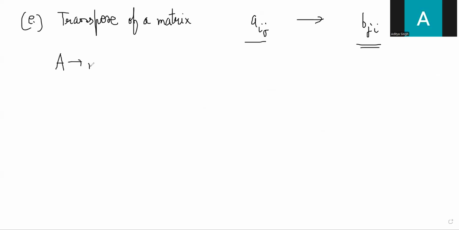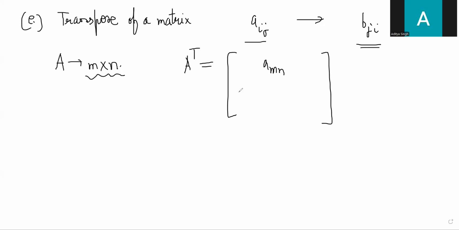A is a matrix of order m cross n. What is A transpose? A transpose basically are the elements here. The Amn will go to a new place called Anm, right? All the elements here will get transposed across the diagonal, correct? And the reverse process will also happen. So that is how you construct the transpose matrix.